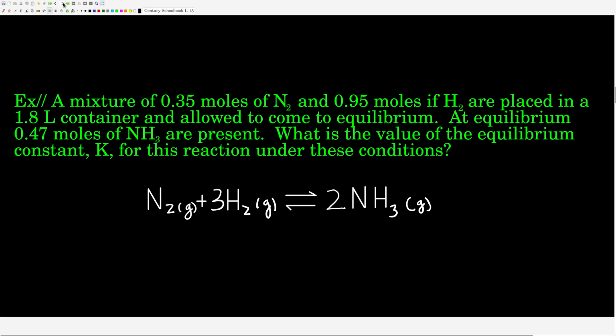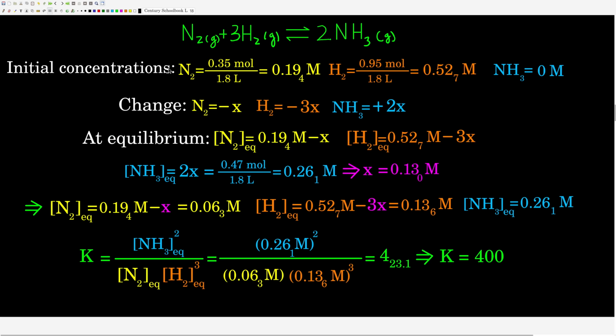Welcome back, guys. I'm going to start out by calculating the concentrations, the molarity, the initial concentrations of everything in our container. For nitrogen, the initial concentration is this 0.35 moles over 1.8 liters, which is 0.19 moles per liter. Hydrogen, we get about 0.5253 moles per liter. And initially we have 0 ammonia, so its concentration is 0 moles per liter.